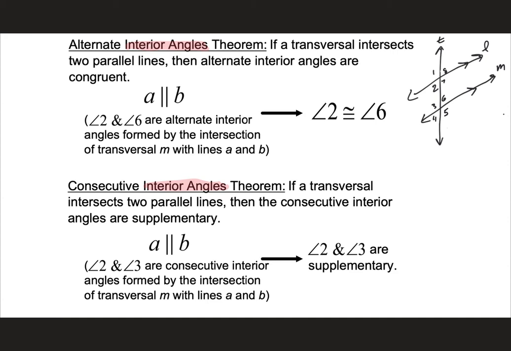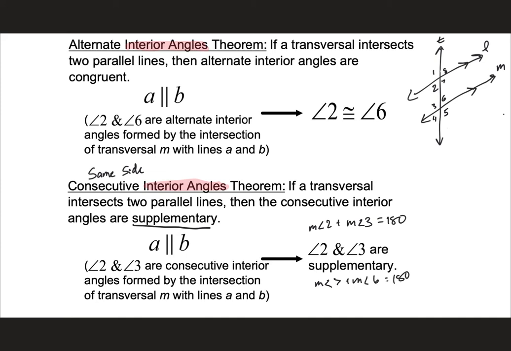The other one here is consecutive interior angles, or as I will sometimes call it, same side interior angles. This one states that given two parallel lines cut by a transversal, the same side interior angles are supplementary. That means that the measure of angle 2 plus the measure of angle 3 is equal to 180. And then the same goes for the measure of angle 7 plus the measure of angle 6.